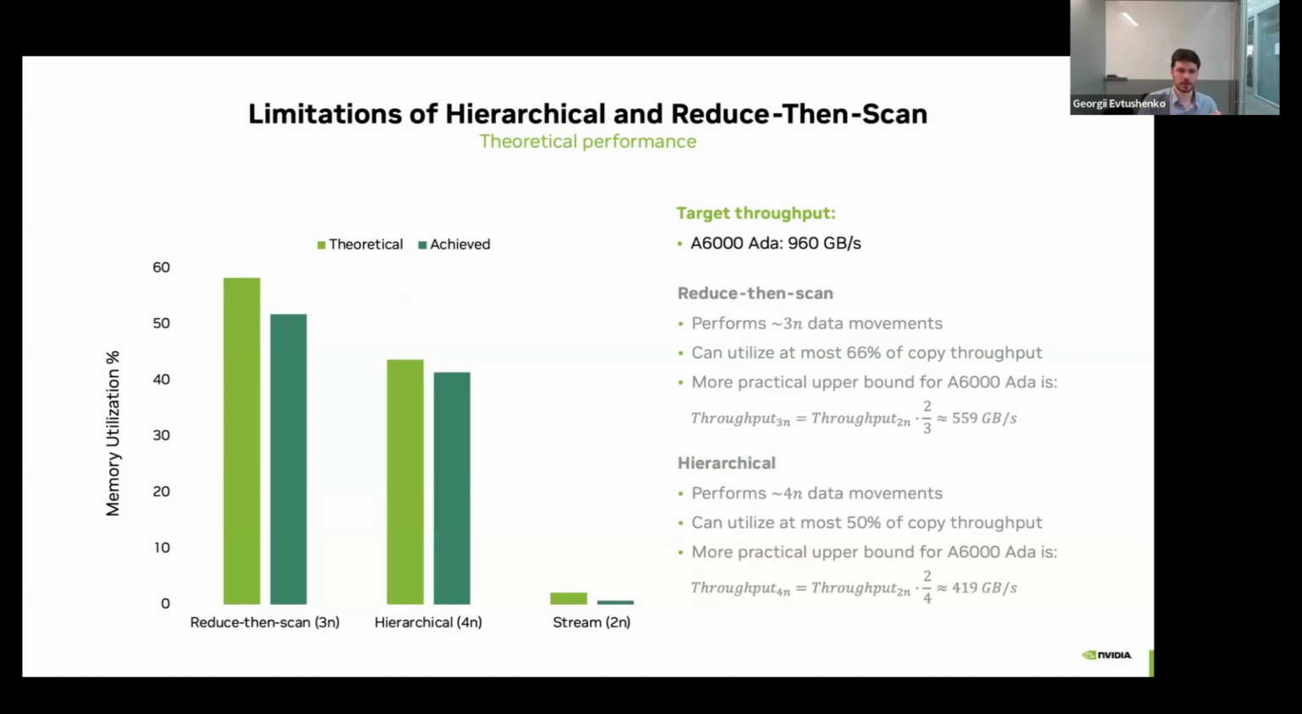But something is wrong here, right? The algorithm performs only 2 memory accesses. It should be faster than both reduced length scan and hierarchical. But we see that it can't even achieve 1% speed of light. So let's figure out why.